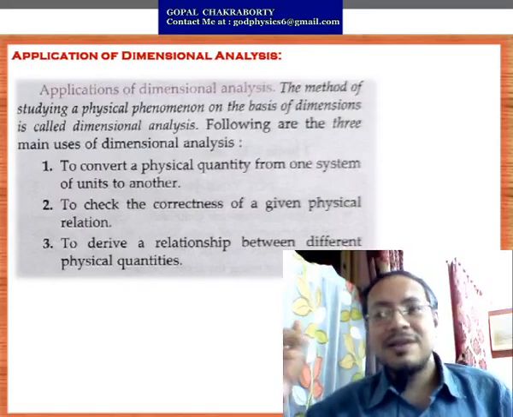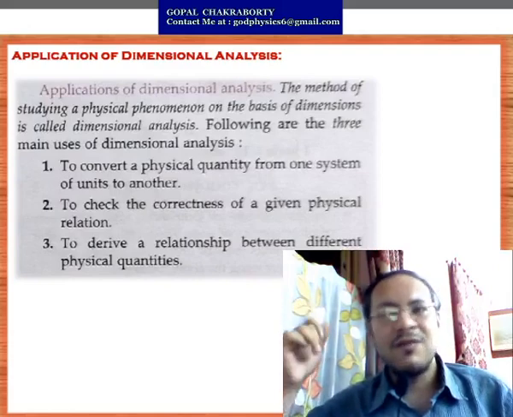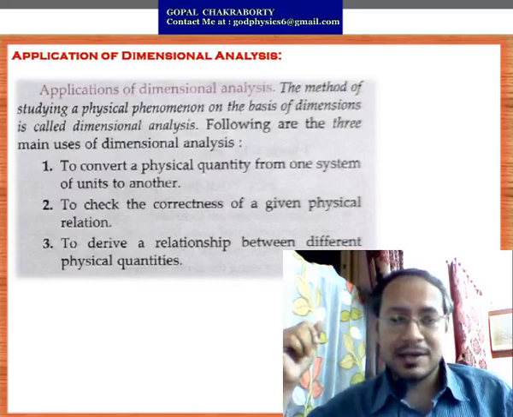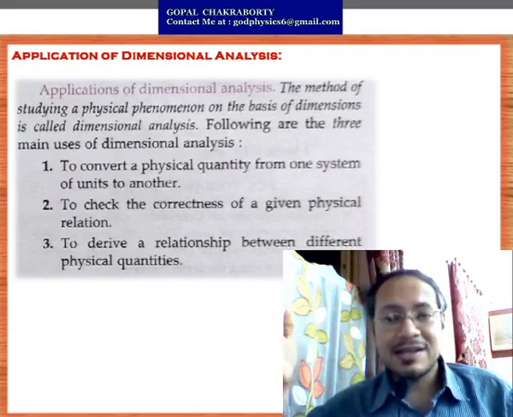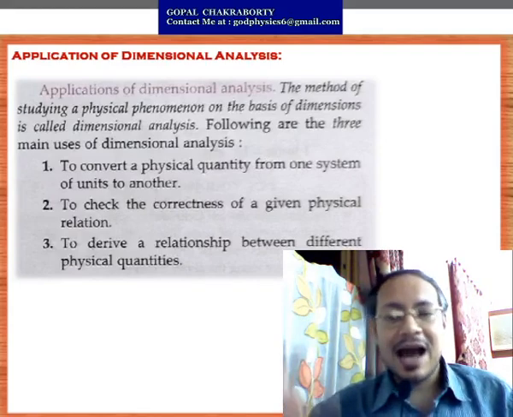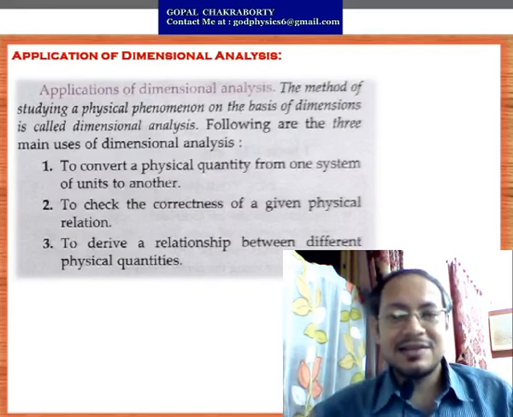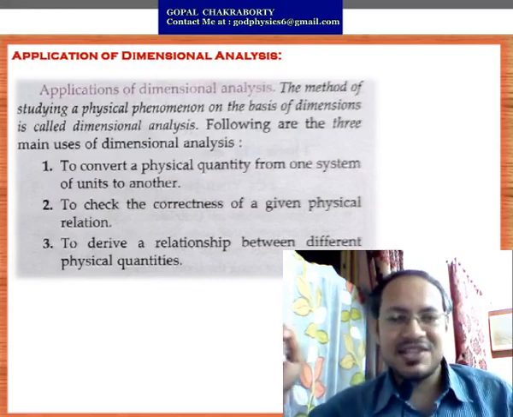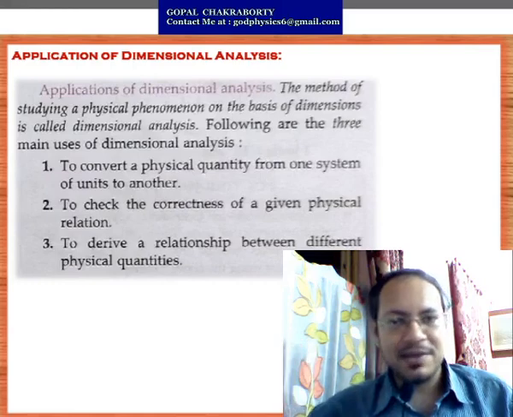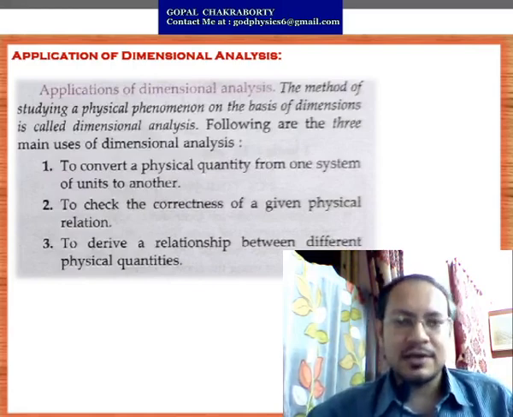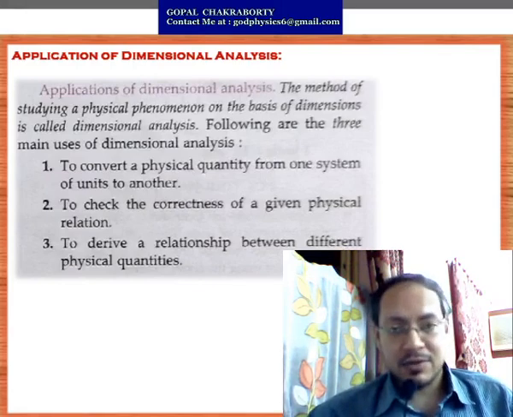So the first point is to convert a physical quantity from one system of unit to another. In the first class I discussed systems of units. In that class I discussed the three types of systems that we may use: CGS, SI, and FPS. In most cases we basically use the SI unit, and in some cases the CGS unit also.